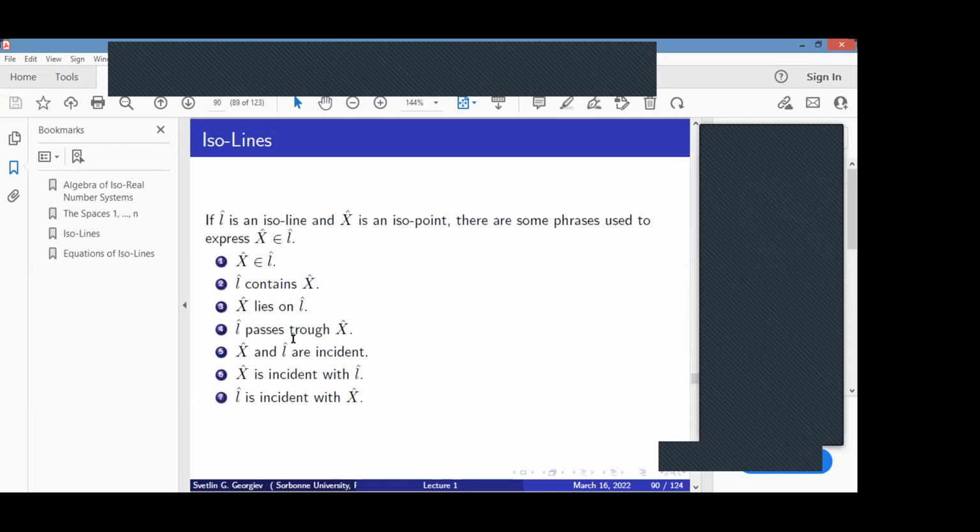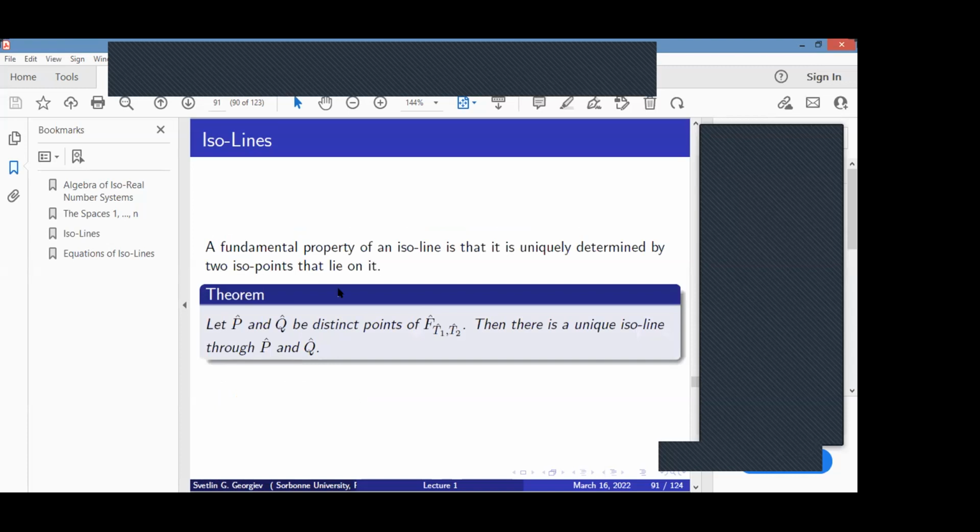So we have the following terminology and phrases. When an iso line \hat{L} and an iso point \hat{X} belongs to the iso line, or the iso line contains the iso point \hat{X}, or \hat{X} lies on the iso line \hat{L}. Iso line \hat{L} passes through the iso point \hat{X}. \hat{X} and \hat{L} are incident. \hat{X} is incident with \hat{L}, and \hat{L} is incident with \hat{X}.